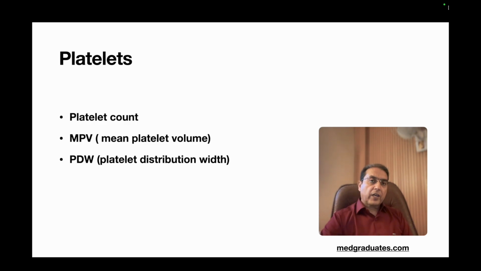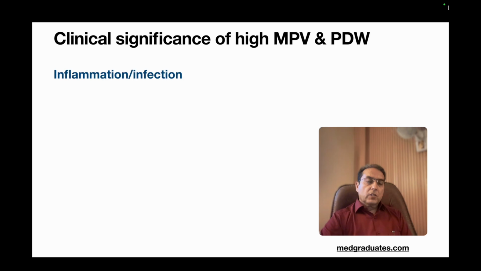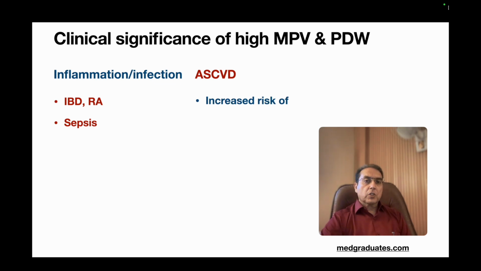Now, what are the factors which affect these, and what information do we get from MPV and PDW? You see, this is increased in inflammation and infections like inflammatory bowel disease, rheumatoid arthritis, and sepsis. You may find that the MPV and the PDW are increased. Similarly, in atherosclerotic cardiovascular disease, if the mean platelet volume or the platelet distribution width is high, you should suspect that the patient may have an increased risk of coronary artery disease and strokes.